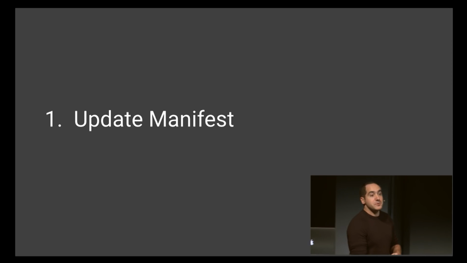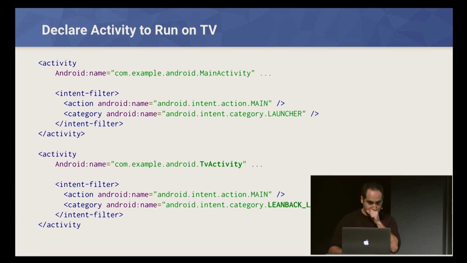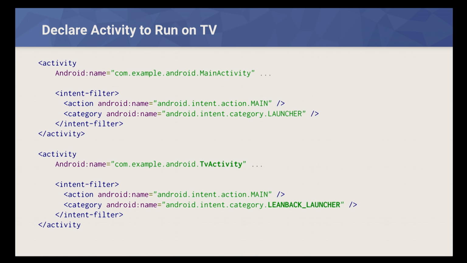So what I want to do is quickly look at the 3 major steps to getting your mobile app working on Android TV. And the first thing we're going to do is update your manifest. You don't need to read all this. I just wanted to drop some code on the screen.